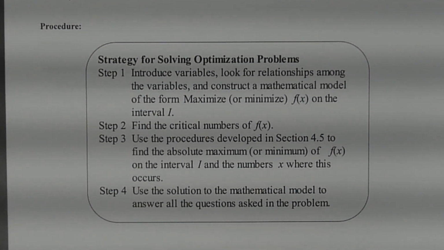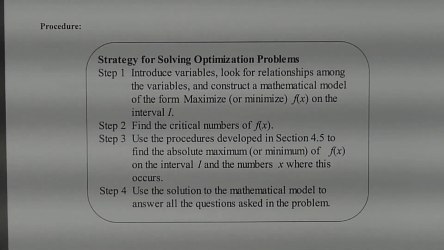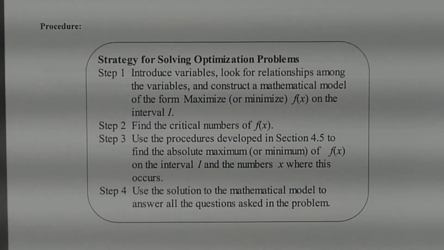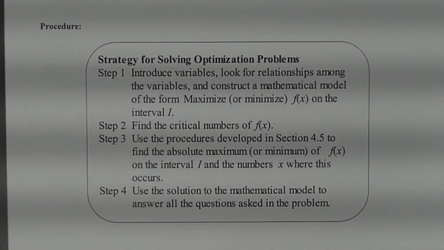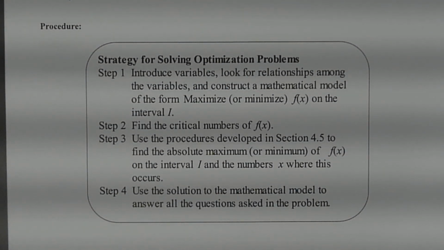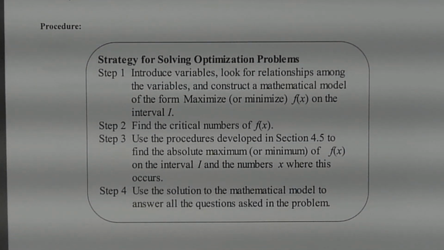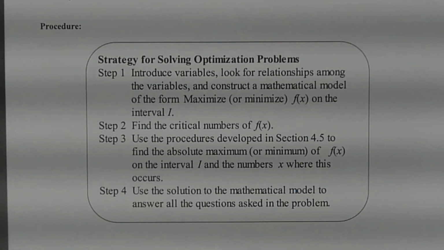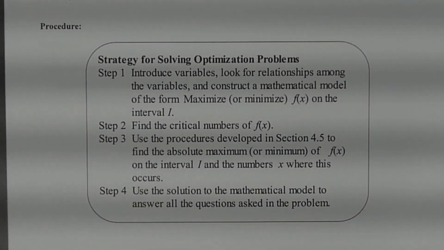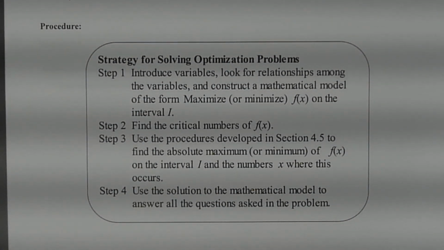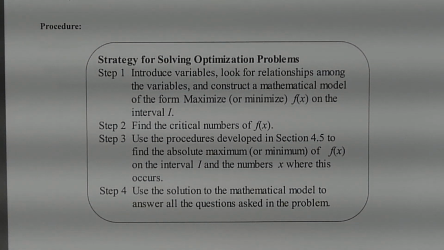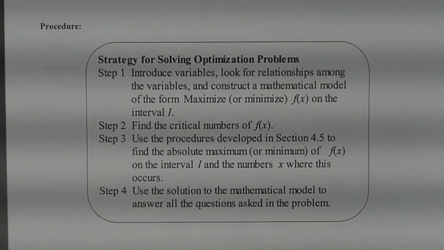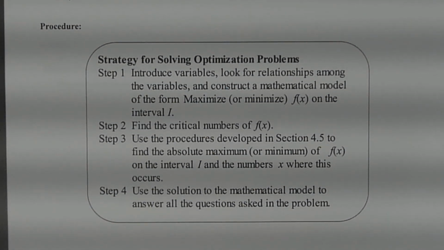Then number 3, you're going to use the procedures back in section 4.5 when we were dealing with absolute maxima and minima to find the absolute maximum or minimum of the function f of x on the interval I and the numbers x where this occurs. So you might want to refer to the video that I did for section 4.5 dealing with absolute maxima and minima, because we'll be dealing with that in this section for optimization. And then finally, step number 4 is to use the solution to the mathematical model to answer all the questions asked in the problem.